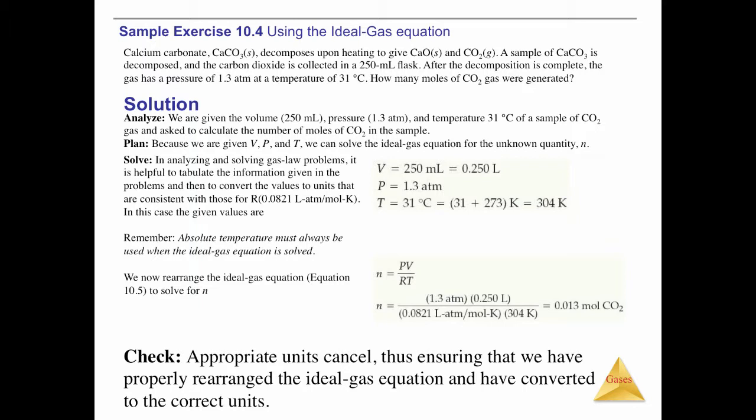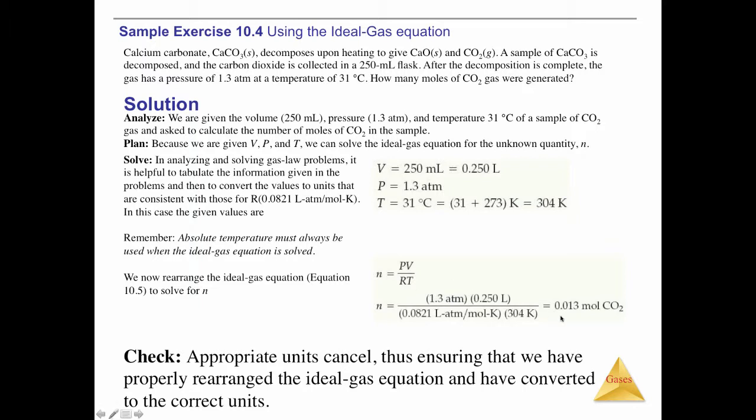So we are given V, P, and T, and we can solve for n, again making sure that the temperature has been converted to Kelvin, as you see here. 31 plus 273 equals 304 Kelvin. You do not have to rearrange the equation into this form of it, but you can. You can simply use PV equals nRT, plug the values in, and solve it algebraically. You do not have to rearrange the equation.